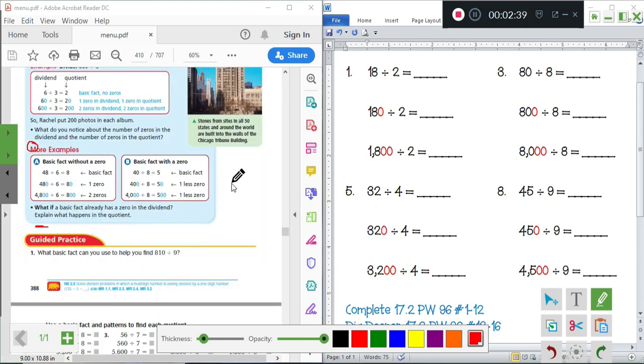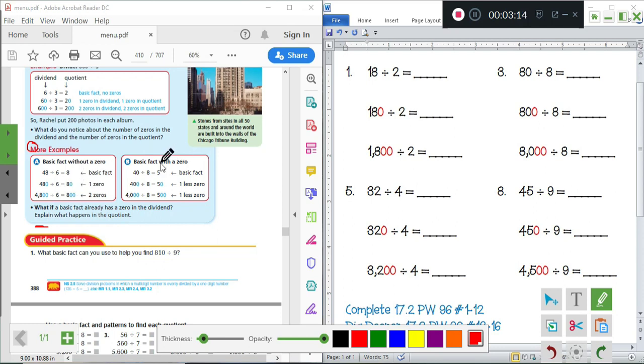Let's look at a couple more examples. We have a basic fact without a zero. We have 48 divided by 6. Now remember, you can always use your multiplication fact to help you solve this as well. You can ask yourself, 6 times what equals 48? We know that 48 divided by 6 is 8. Each time I add a 0 to my dividend, I also see that 0 in my quotient.